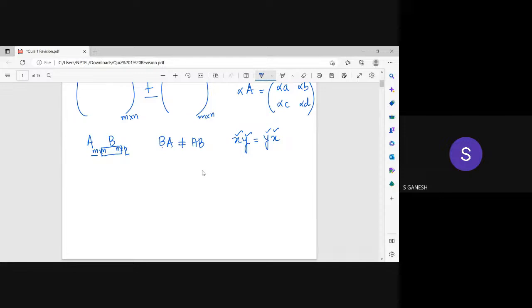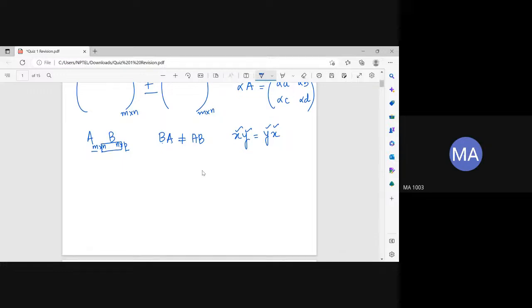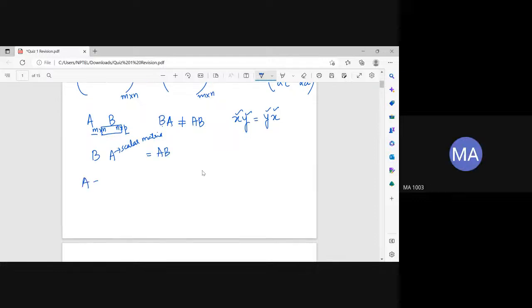Which type of matrix has AB equal to BA? You cannot tell one specific if and only if condition. Let's take scalar matrices, for example. You take any matrix B and A is any scalar matrix. Then this is always going to work, because if A is a scalar matrix, I can write it as some alpha times identity. So AB is going to be alpha times identity into B, which I can write as alpha times B.